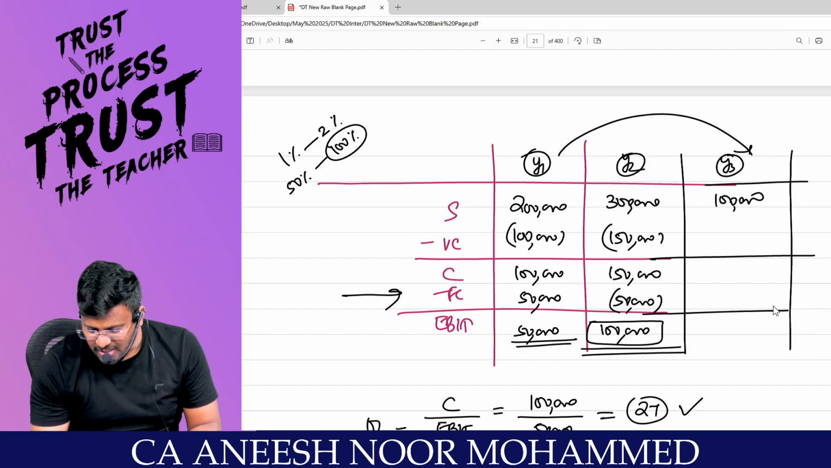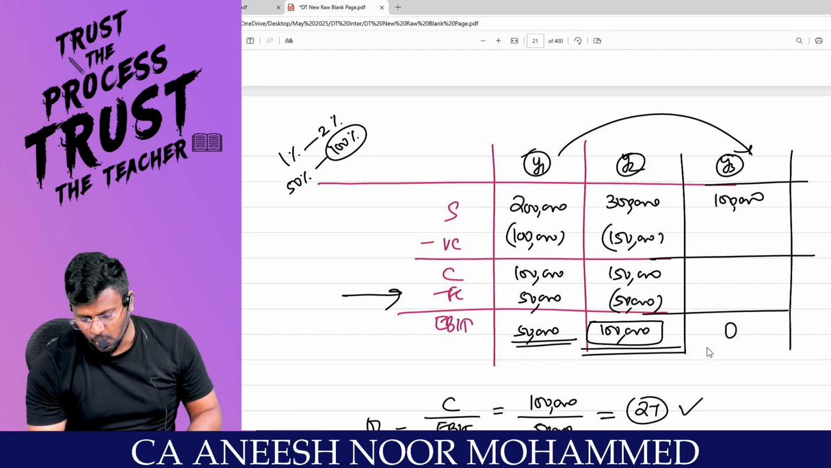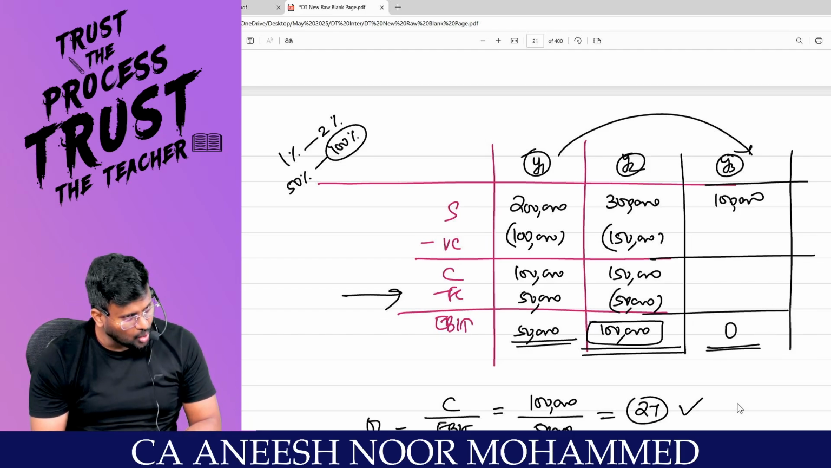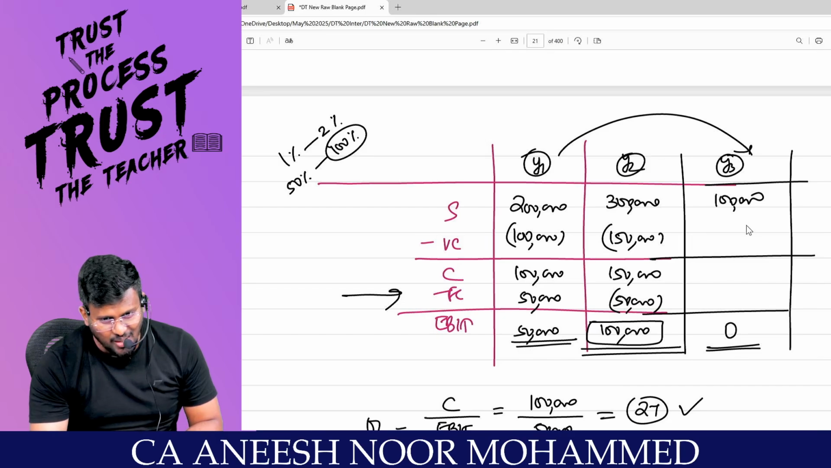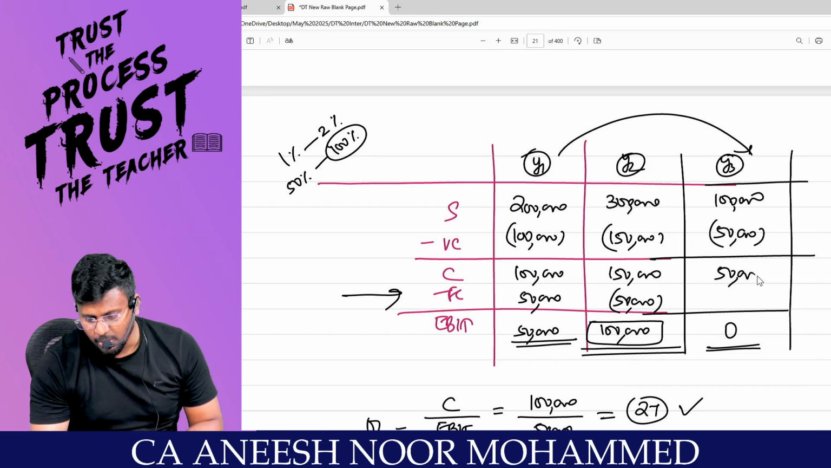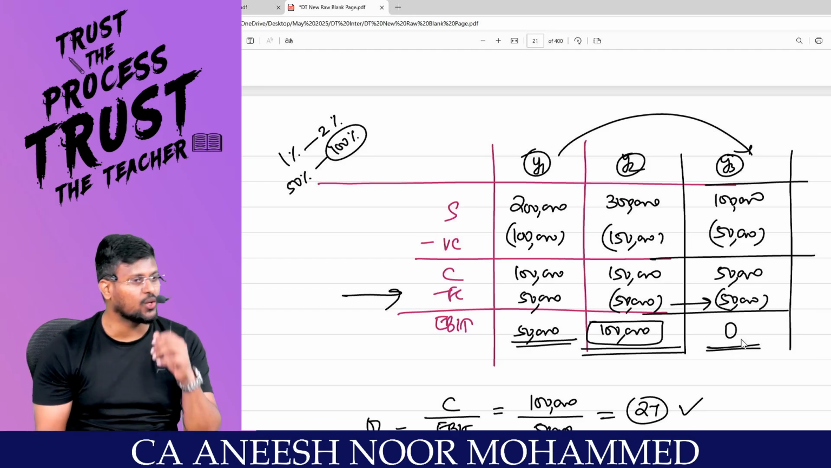So 100% will come down. So 50,000 minus 50,000 should be, is it 0? Sir, is it 0? What should be the variable cost? 50,000. What is the contribution? Fixed cost will be fixed, 50,000. So the EBIT should be 0.